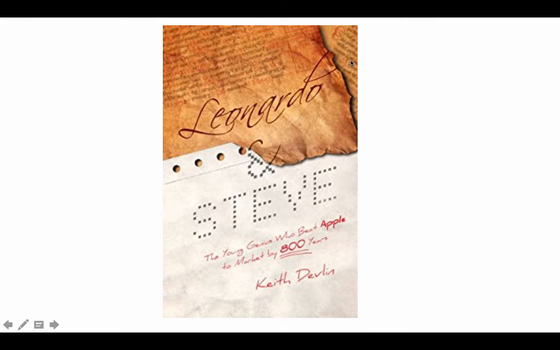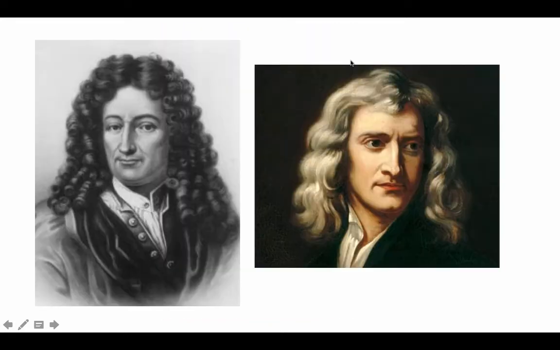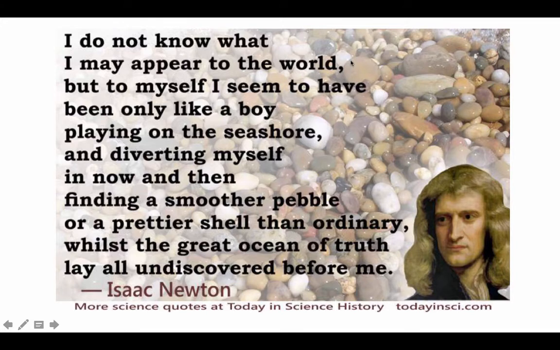So, when the scientific revolution got underway in Europe, our system of representing numbers was ready for it. Thanks to Leibniz and Newton, the early insights of Archimedes were codified in the differential and integral calculus. Calculus! Those little stones again. Isaac Newton once wrote, "I do not know what I may appear to the world, but to myself I seem to have been only like a boy playing on the seashore, and diverting myself in now and then finding a smoother pebble or a prettier shell than ordinary, whilst the great ocean of truth lay all undiscovered before me."